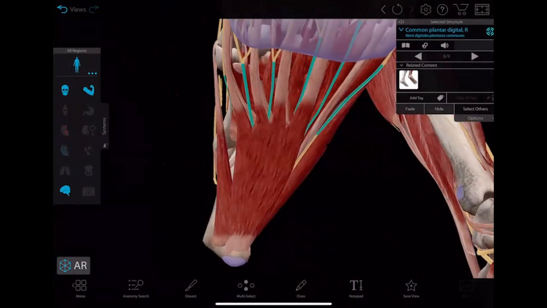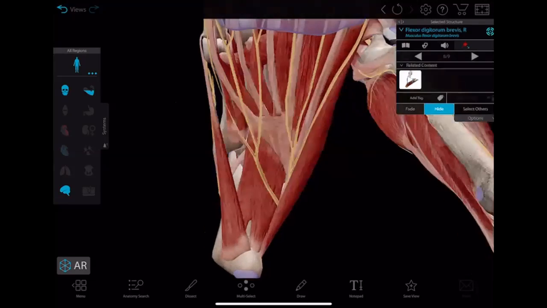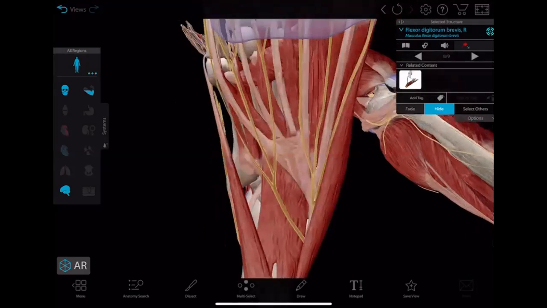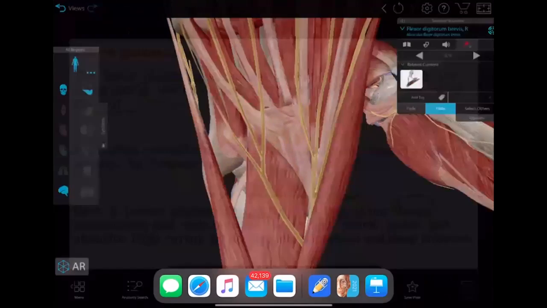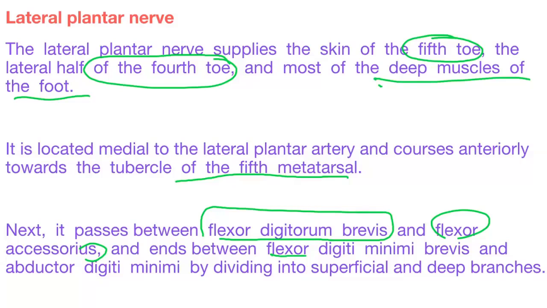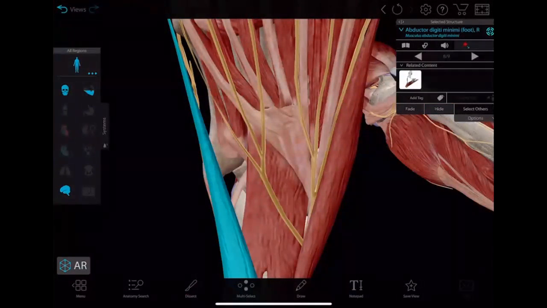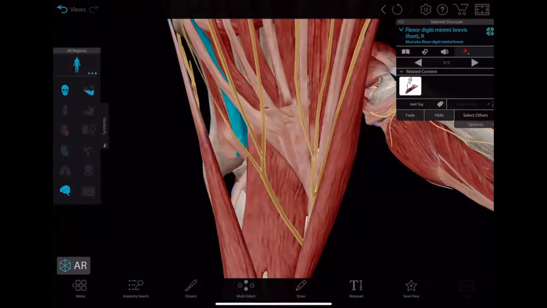So if you remove this muscle, it will be visible to us. And it ends between flexor digiti minimi brevis and abductor digiti minimi by dividing into superficial and deep branches. So flexor digiti minimi brevis and abductor digiti minimi. Okay, so this is the abductor digiti minimi and this one is the flexor digiti minimi brevis.